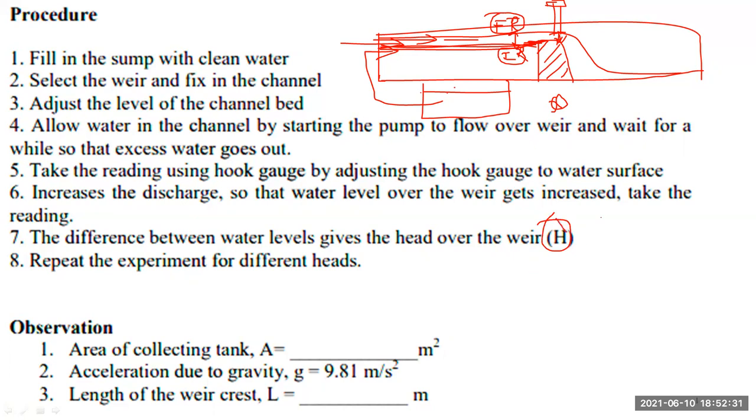Once you get this H, you repeat the experiment for different discharge values, different Q values. Increasing the discharge, you get the initial minus final readings again, and so the H values. The data you have to note down are the area of the collecting tank, acceleration due to gravity, and length of the weir. These are the observations you record, which you will use for the calculation.